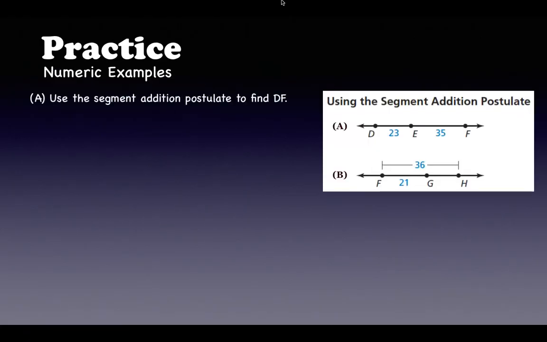Let's practice these concepts with some numeric examples. So if you look at example A, we have a segment DF with a point E in between, and we want to find the measurement of DF.